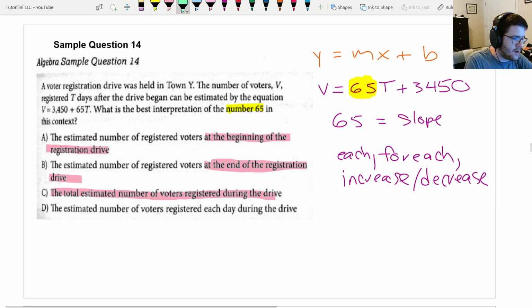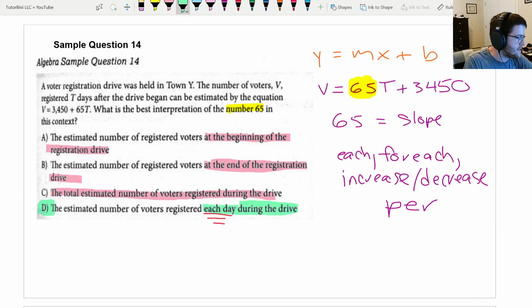Let's look at this one. Okay, it says each day during the drive. So like each, per, for each additional, increase, decrease. These are all words you'll see that are talking about a slope. I think the key word here is each day. It's really the only answer choice that could possibly be the slope. So I'm pretty sure it's D.